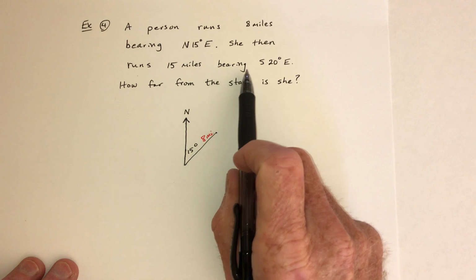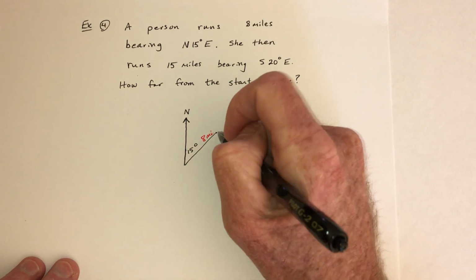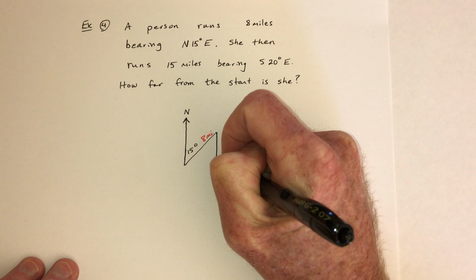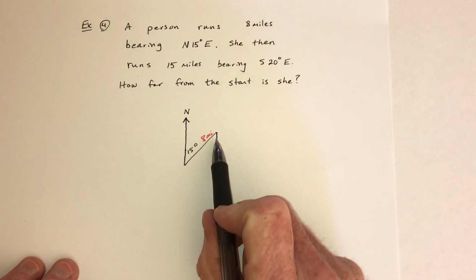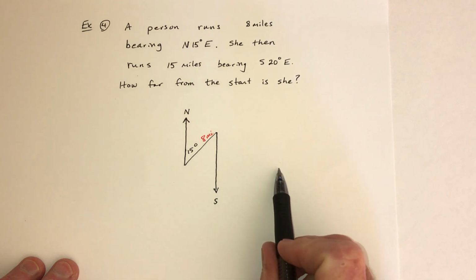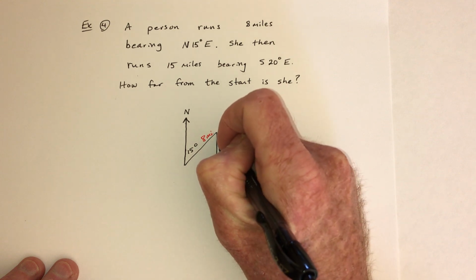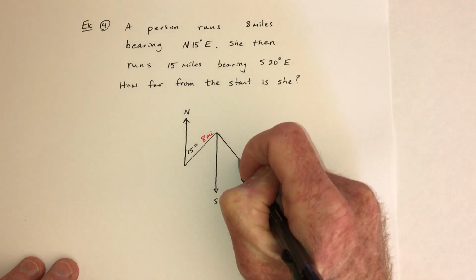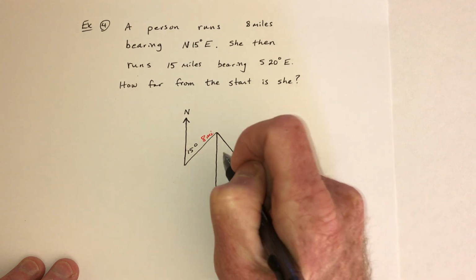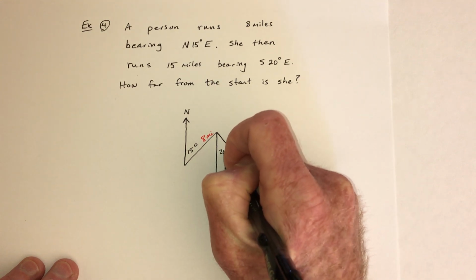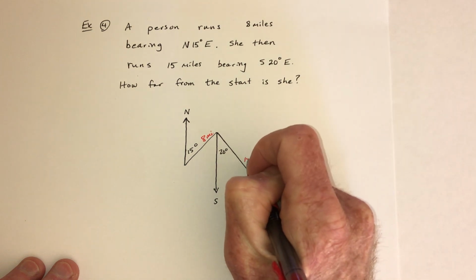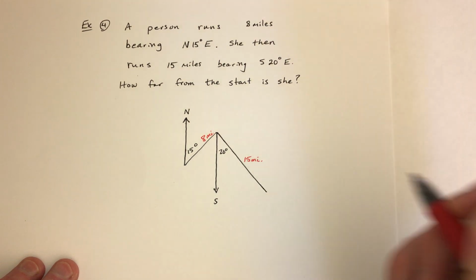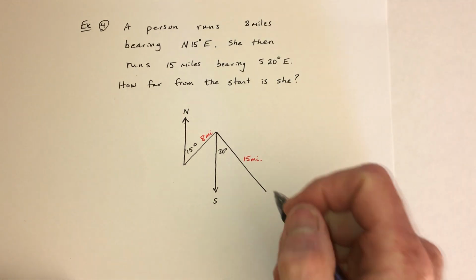Then she runs 15 miles and the bearing is from the south. So from that point, draw the south line. And then towards the east would still be going this way by 20 degrees. And this time she ran a little bit farther, so I'll make this one a little bit longer. So this is 20 degrees and this is 15 miles. So then how far is she from the start?